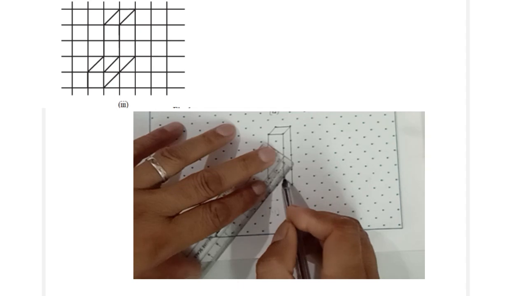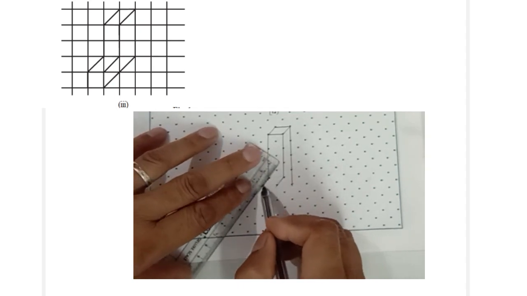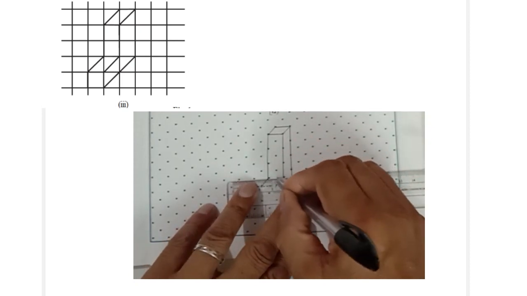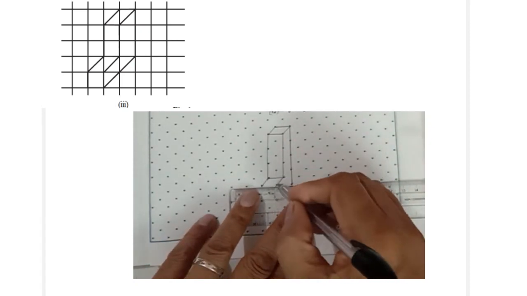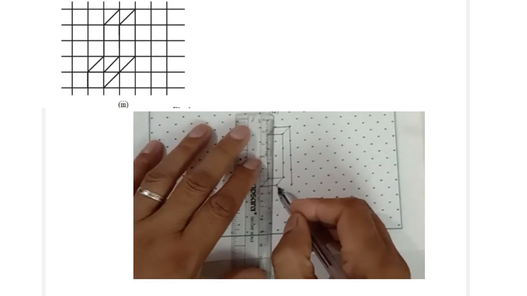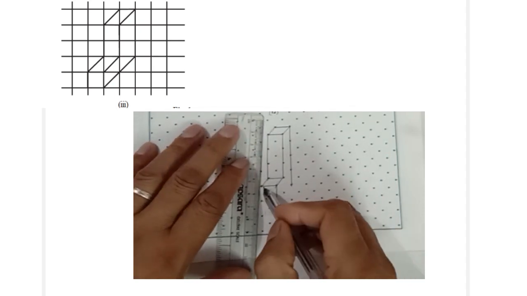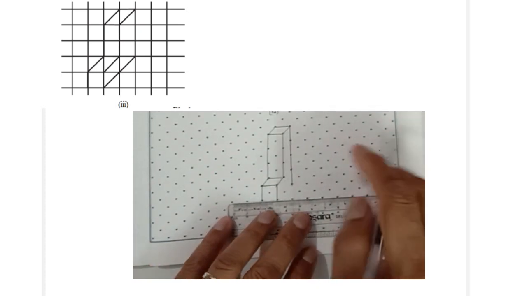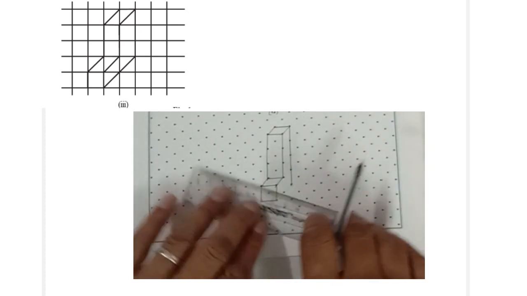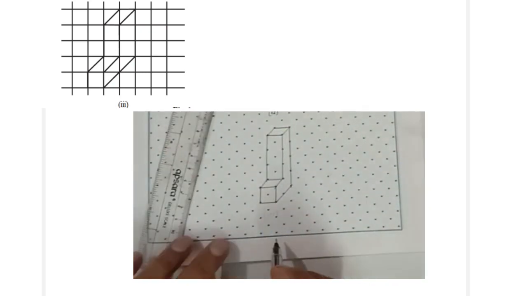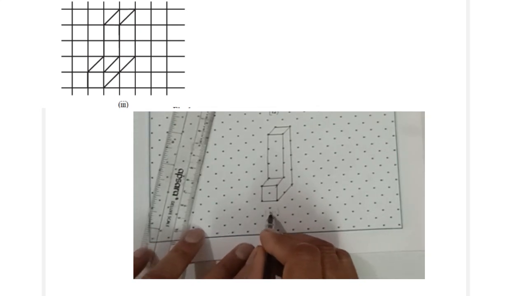Join this, it is 1. This is 1. This is 1. This is 1. Again here 1, 1, 1, and join this, it is 2. So this is your third figure, that is third isometric figure.